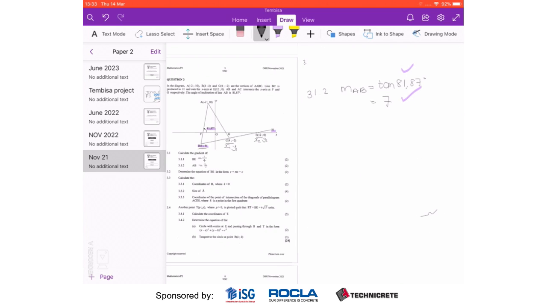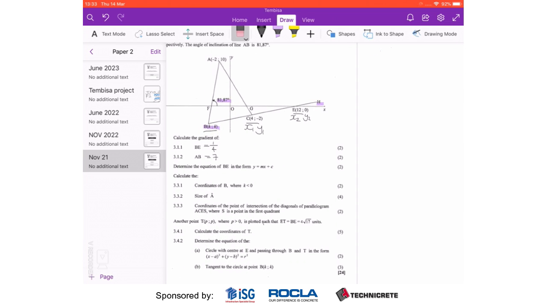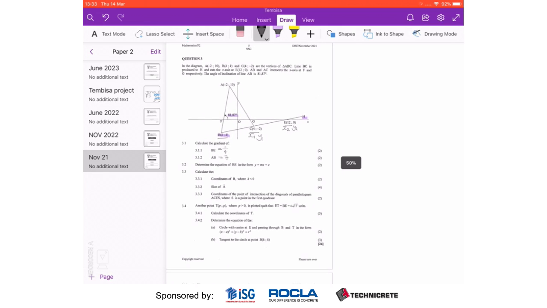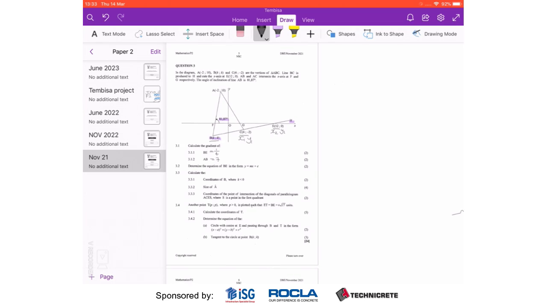So we are well on our way with this question. Let's read the next question. The next question says, determine the equation of BE. So we're looking along that same line. We want to find the equation of BE in the form y is equal to mx plus c. Also fairly simple, because we already got the gradient to be 1 over 4 here in 3.1.1. So we just need to find our c value, which is where it is cutting the y-axis.